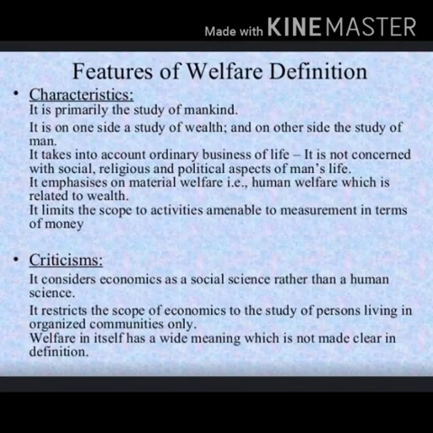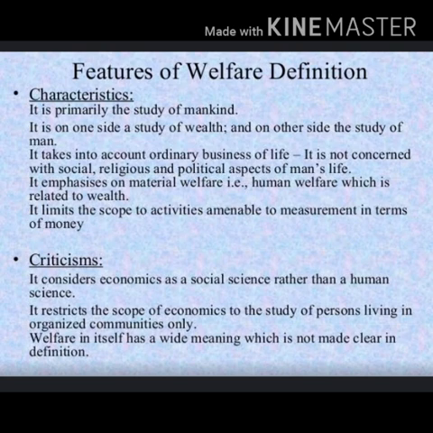Now, let's move into its features. It is primarily the study of mankind. So, Marshall has given human beings the place in the primary stage, the foremost place. Now, it only takes into account the ordinary business of life. That means it does not take into account social, religious and political aspects of human life. Now, what are its criticisms? It restricts the scope of economics to the study of persons living in organized communities only. It is concerned only with the study of persons.